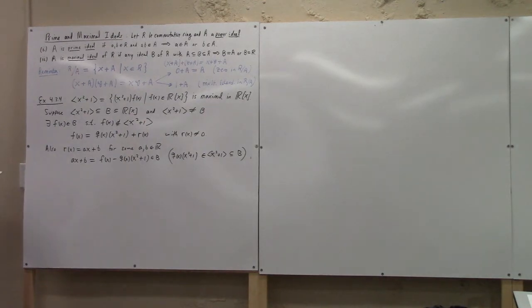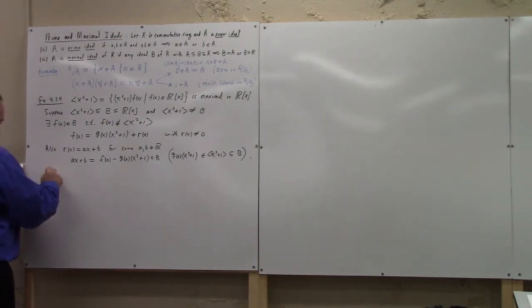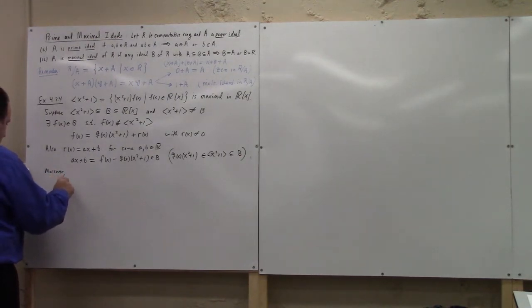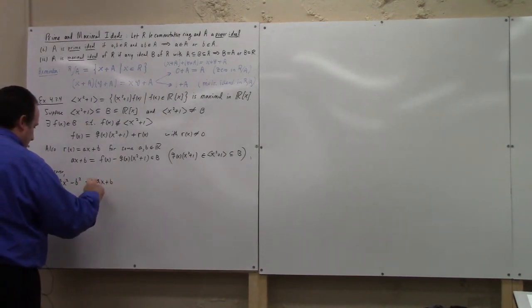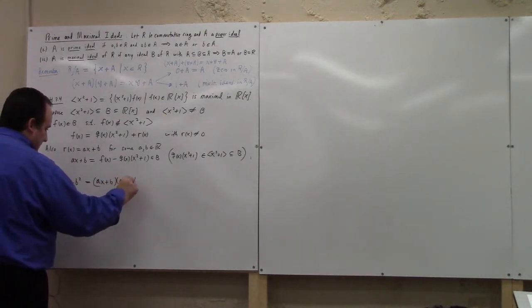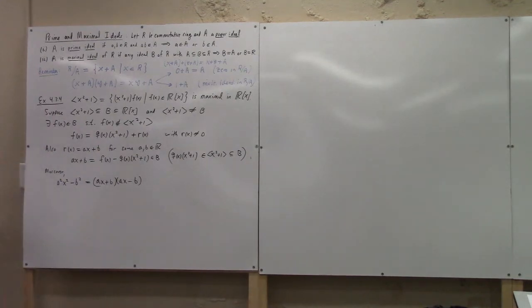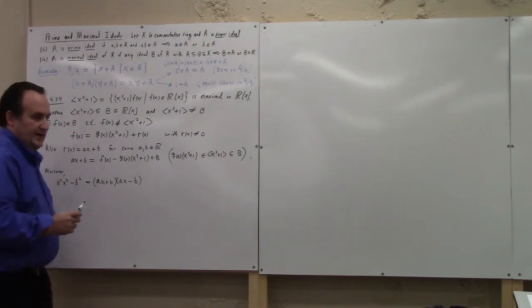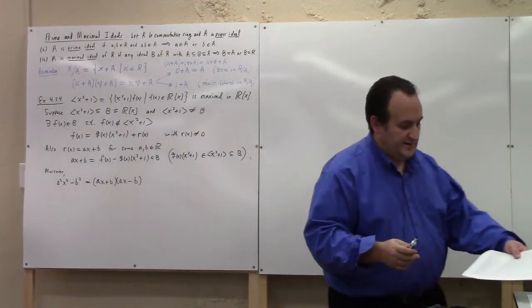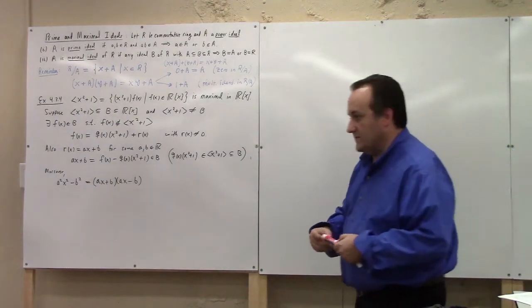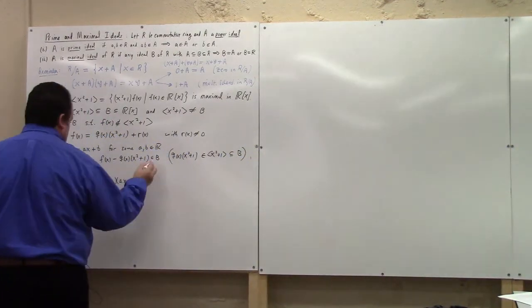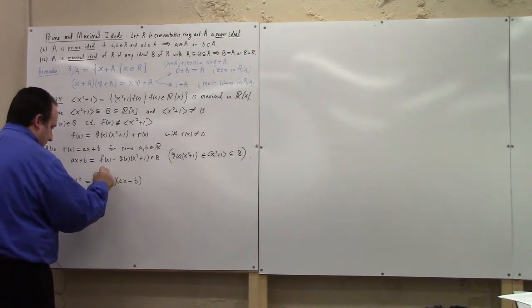I say, moreover, a squared x squared minus b squared, right? That's equal to ax plus b times ax minus b, using difference of squares, right? Some algebra there. Now the point is, we're looking at a product of what? We're looking at a product of something in the ideal B, right? And something else, right? So we've just argued this is an element of B, right?